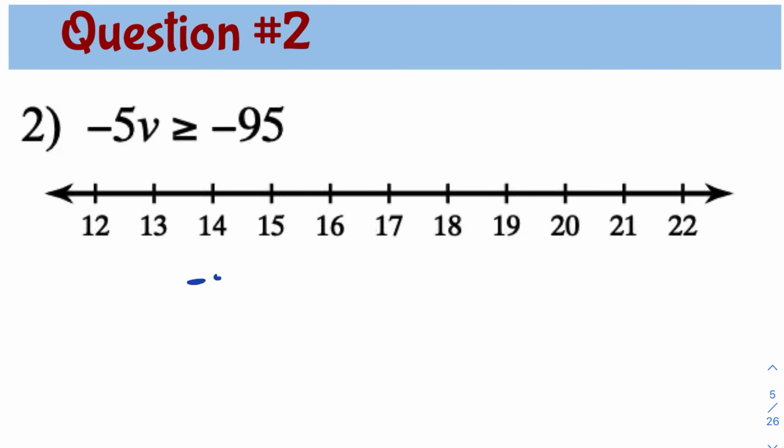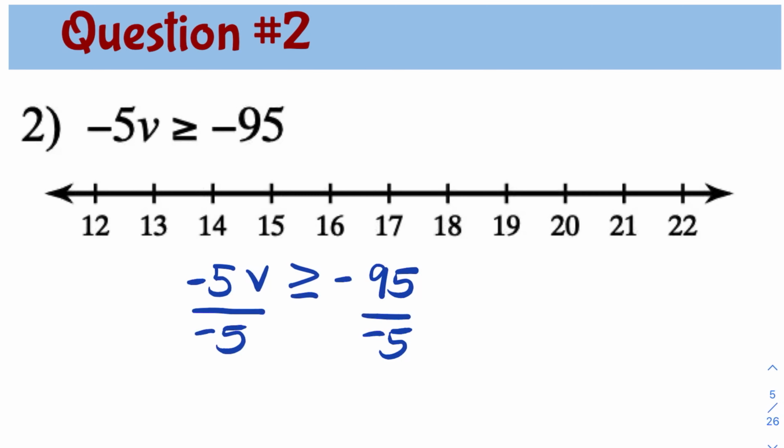Question number 2. Negative 5v is greater than or equal to negative 95. The variable is multiplied by negative 5, so the inverse of multiplying is dividing. So we're dividing both sides by negative 5. Negative 5 divided by negative 5 is positive 1, so we now have positive v. Negative 95 divided by negative 5 is positive 19. And one thing that you need to remember is when you're dividing by a negative or multiplying by a negative, you need to switch the inequality sign. So instead of greater than or equal to, it will be less than or equal to.